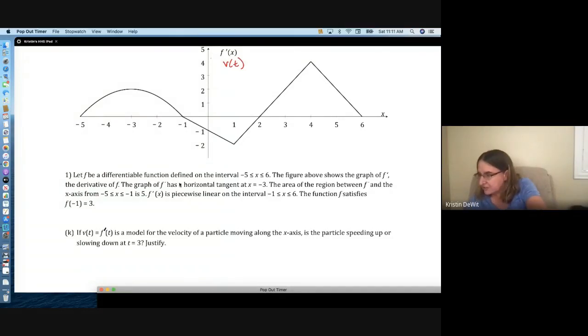Oh, I see. Isn't g of x asked? That was the previous one. Okay. So velocity and acceleration, I see you typed in. So we've got to check both of those.